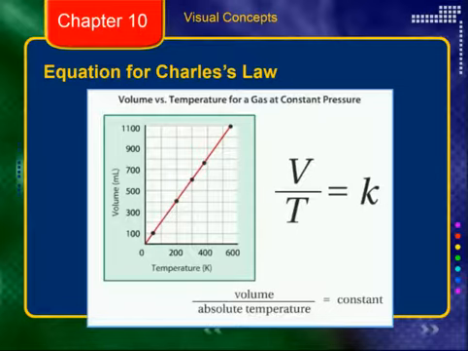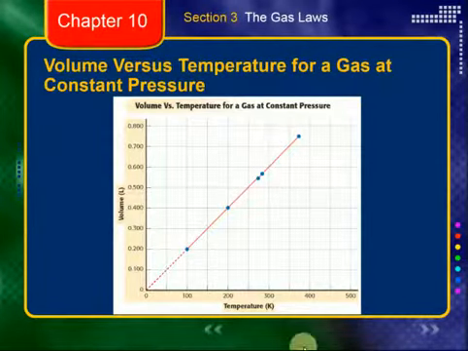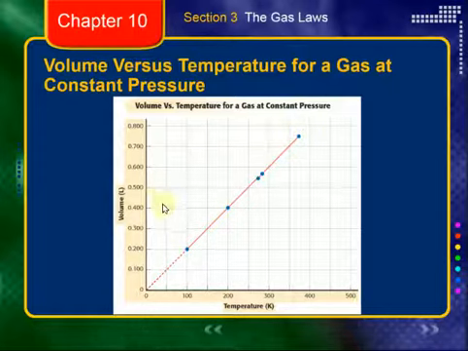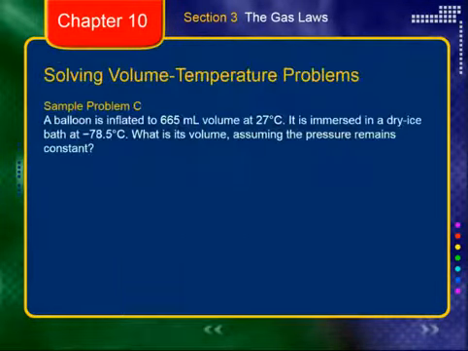For a gas maintained at constant pressure, the ratio of the volume of the gas to its absolute temperature is a constant. Again, one more look at this direct relationship. Straight line. Straight line on the graph means direct relationship. Curve means inverse relationship.